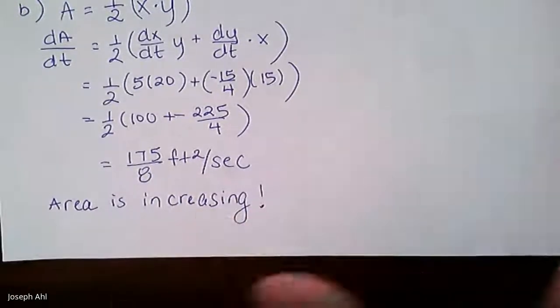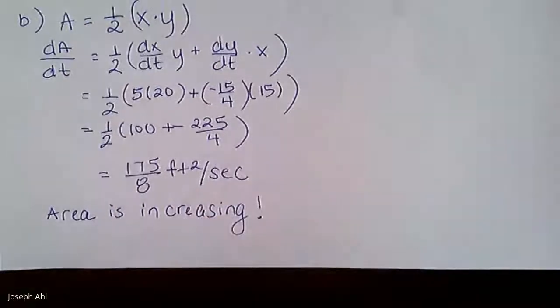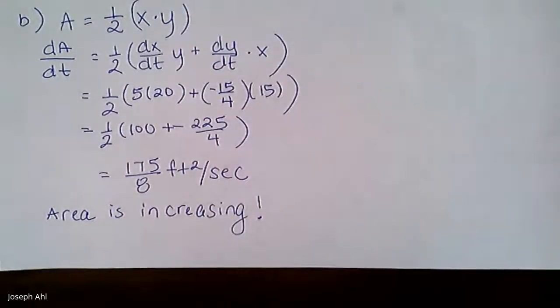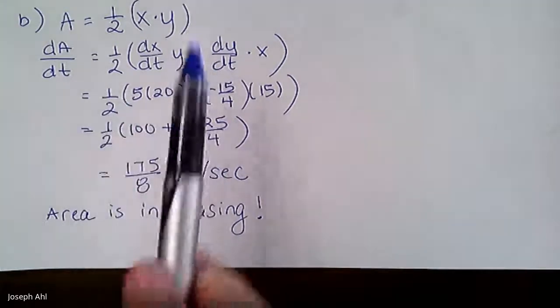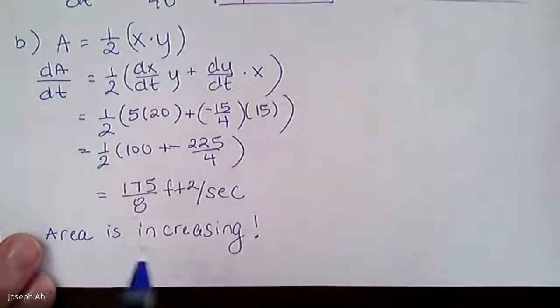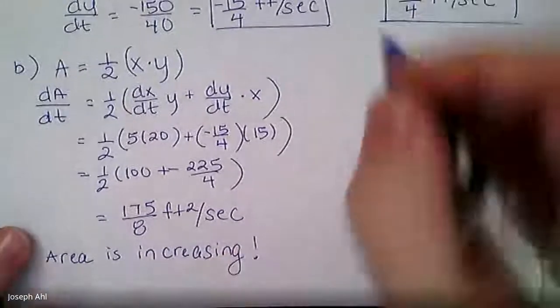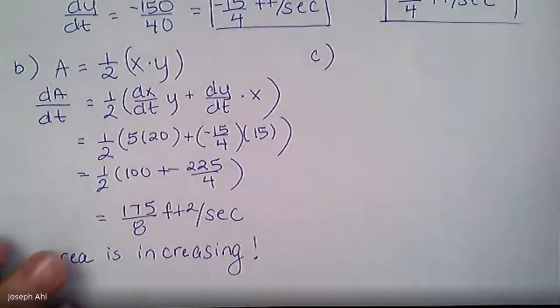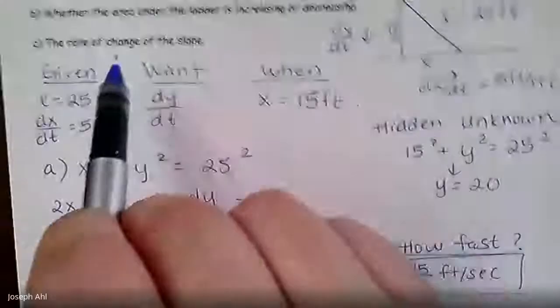So maybe that was tough for us to determine just thinking about it logically, whether at that moment it's increasing or decreasing. But specifically when x equals 15, under these conditions, we get that the area underneath is increasing at this specific rate. And then finally for part C, I'm going to give you a full page for this one. Part C, the rate of change of the slope.